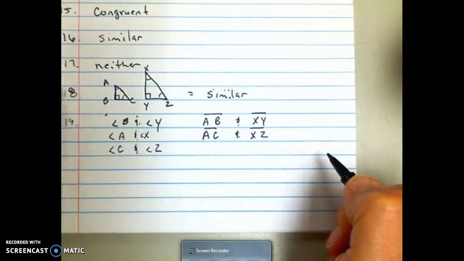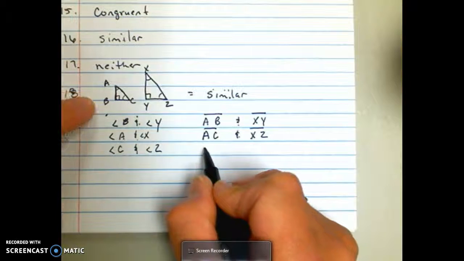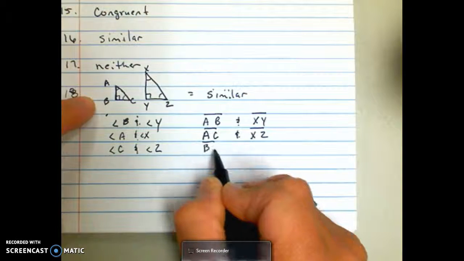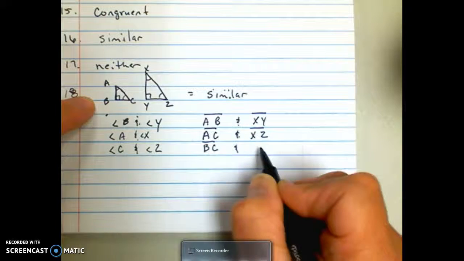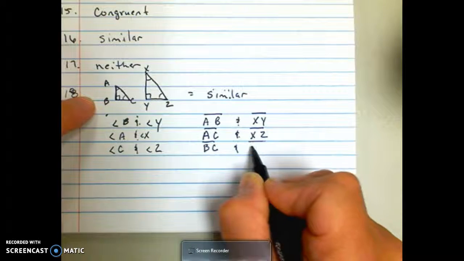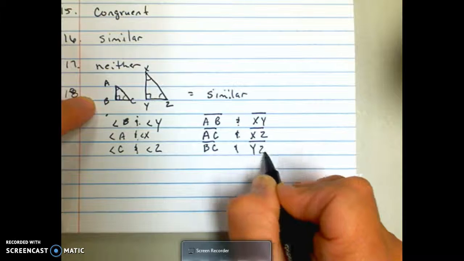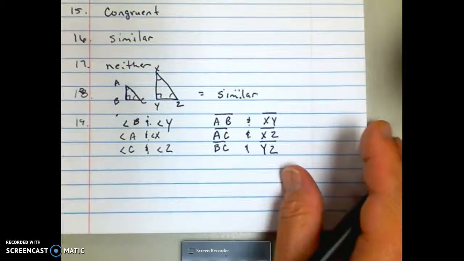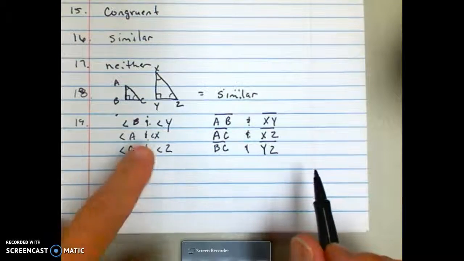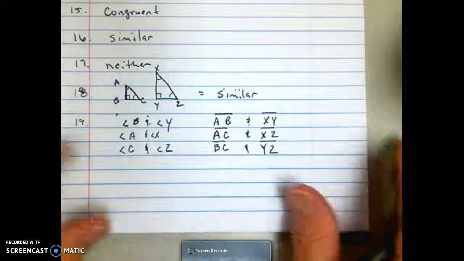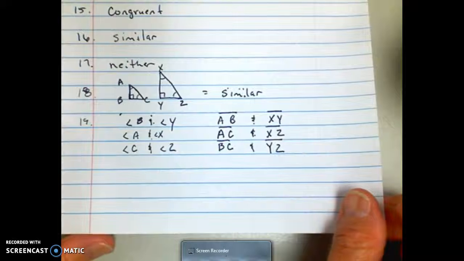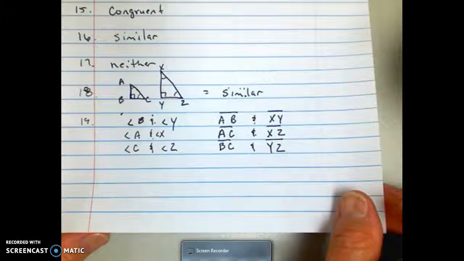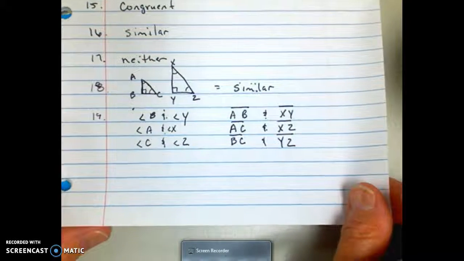The base of these two triangles, if I take a look, line segment BC matches up with line segment YZ, and the order has to match up as well. So corresponding angles, corresponding line sides. That's number 19. Number 20.